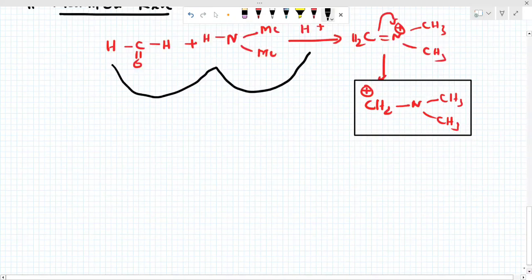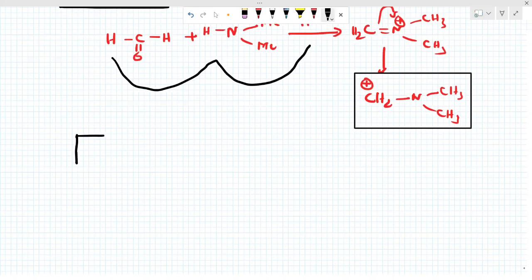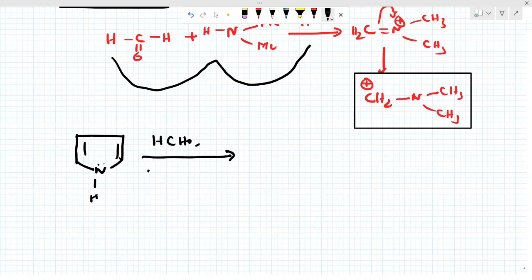Now I do one reaction. See, take pyrrole, same. Take pyrrole, here nitrogen, lone pair. Now, if I add, for example, HCHO, then HN(Me)2 twice, and H plus. Now, what is the product? This is the product.